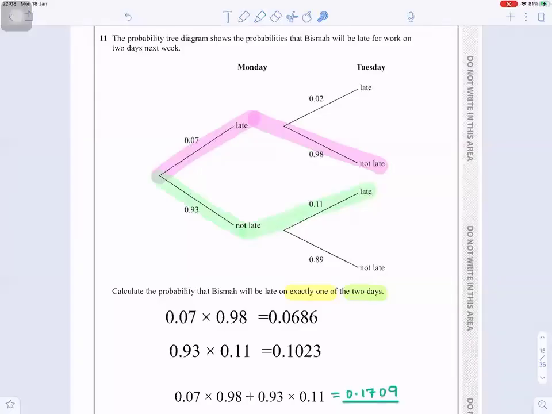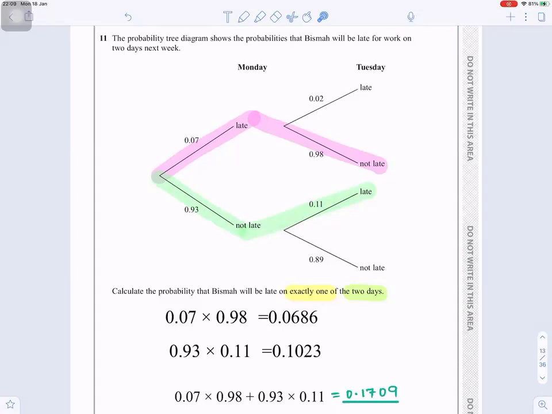Question number 11. The probability tree diagram shows the probabilities that Bisma will be late for work on 2 days next week, Monday and Tuesday. Calculate the probability that Bisma will be late on exactly one of the 2 days. So it has to be late once. So it can be late on Monday and not late on Tuesday. Or Bisma not late on Monday and late on Tuesday. That's because he has to be late at least once.